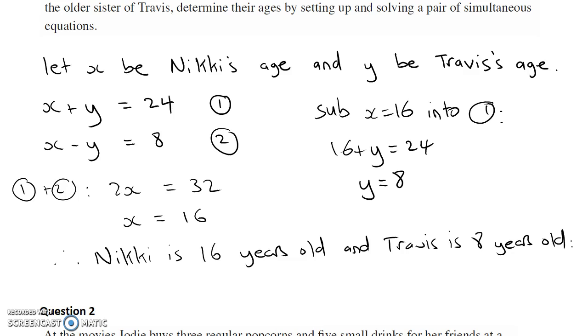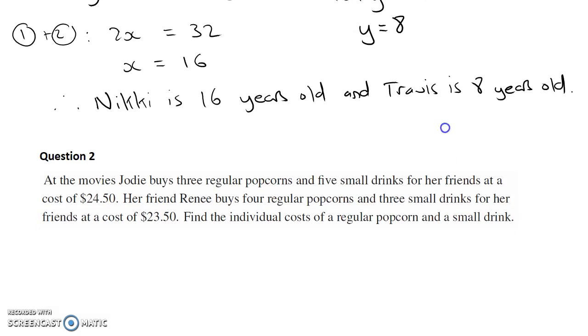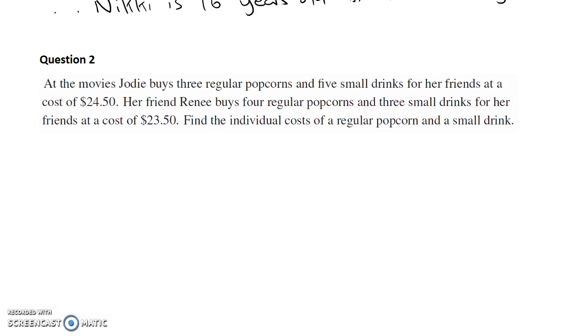Alrighty, let's have a look at a question that's a little bit more difficult. At the movies, Jody buys 3 regular popcorns and 5 small drinks for her friends at a cost of $24.50. Her friend Renee buys 4 regular popcorns and 3 small drinks for her friends at a cost of $23.50. Find the individual costs of a regular popcorn and a small drink.